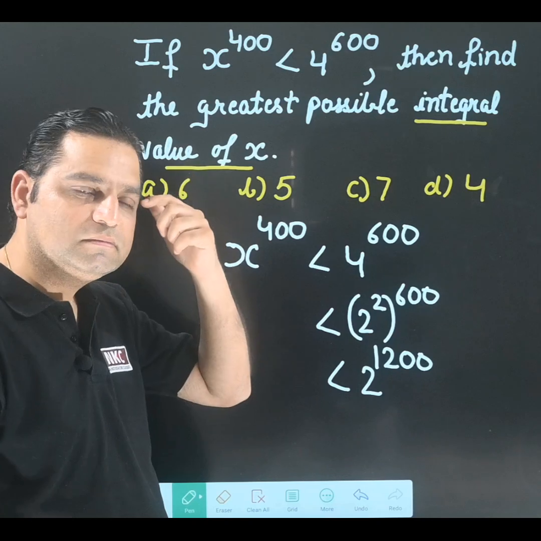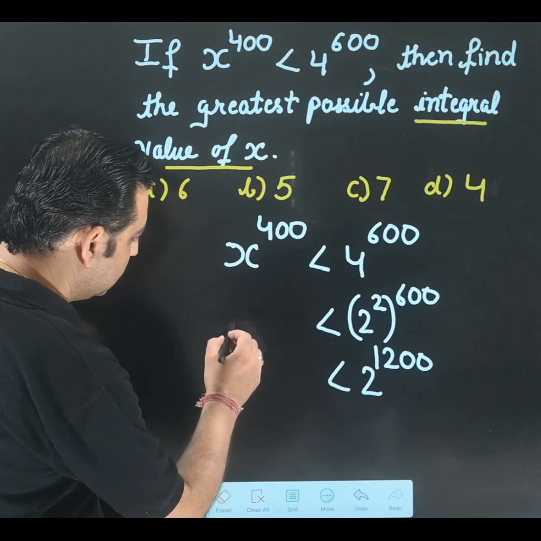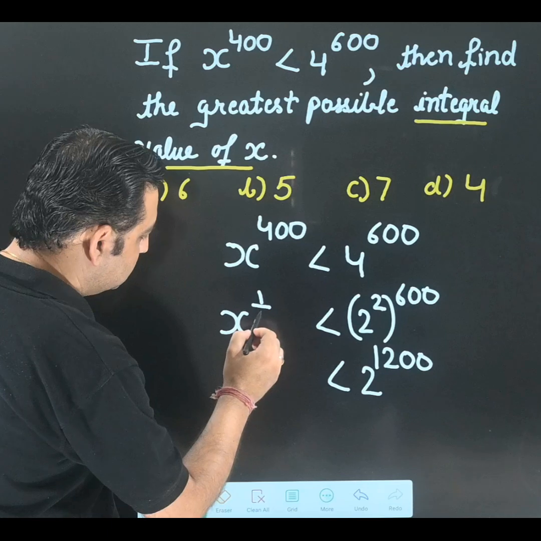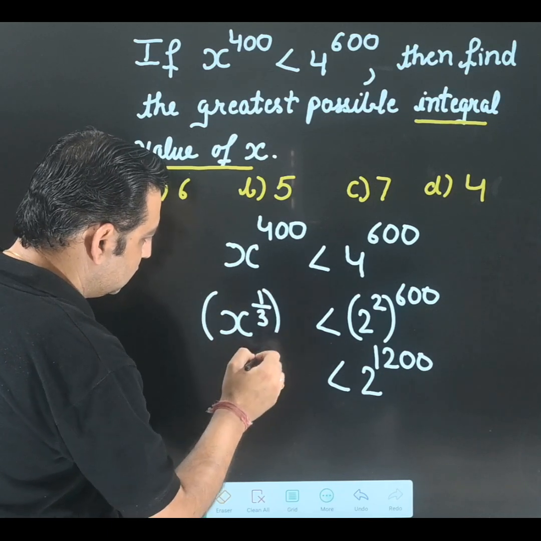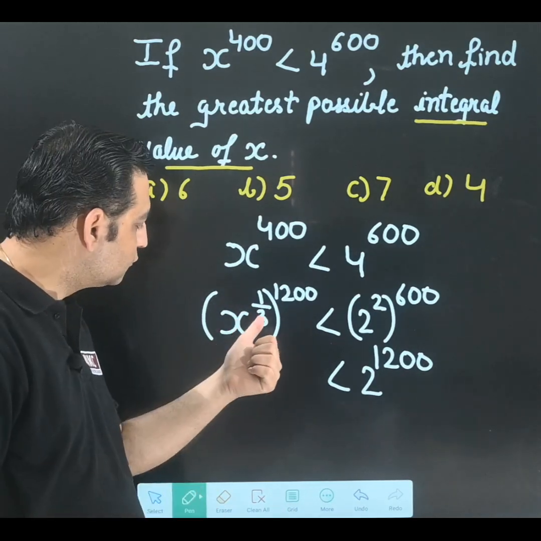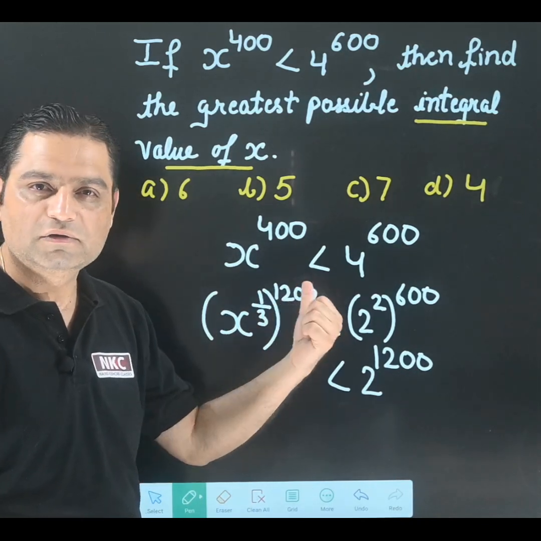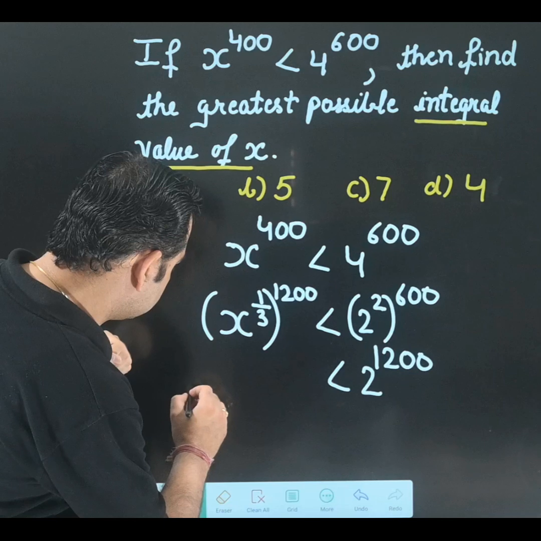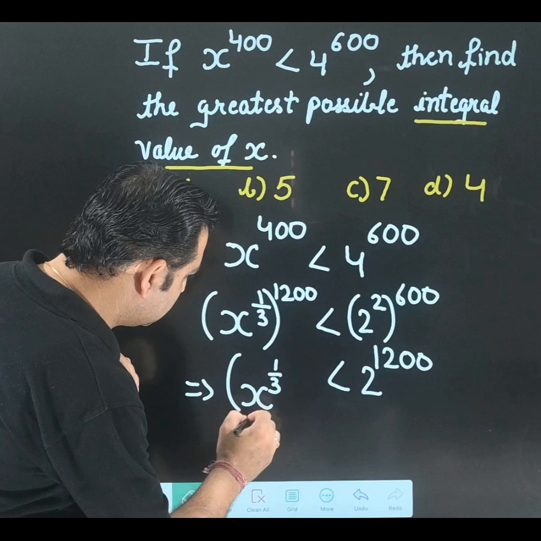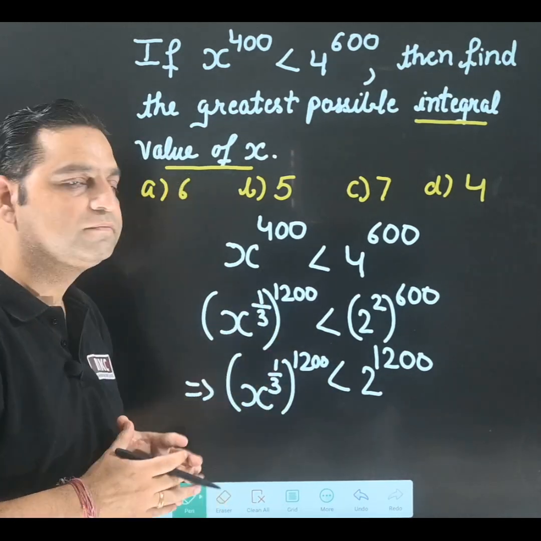Now at the same time, how can I make this exponent 1200? Please have a look. I am going to write x to the power 1 over 3 and then 1200. See, it has not changed anything, because when 1 over 3 is multiplied with 1200, you will get 400. Right? 3 and 1200, they will cancel out. That means as of now, I've got x to the power 1 over 3, and this exponent is 1200. This is what I have.